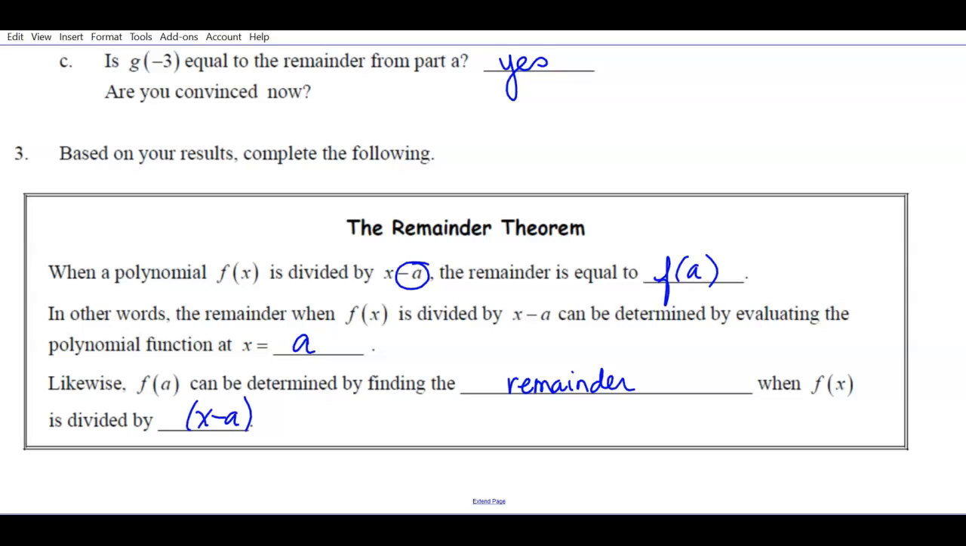Also, it leads into tomorrow's lesson about the factor theorem, because if your remainder is 0, that means that divisor goes in evenly. And so it's another way for us to factor bigger polynomials, because we can then know that x minus a is a factor. So it kind of leads into tomorrow's stuff.